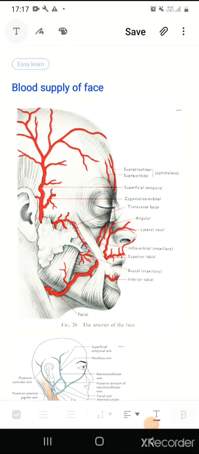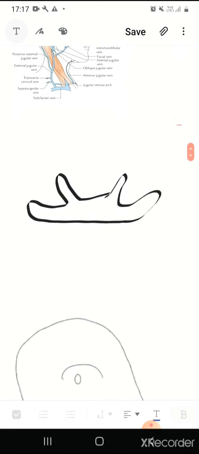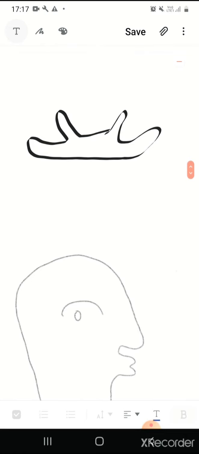So today, as a first video, I have decided to do the blood supply of the face. We will be talking about the arterial supply as well as the venous supply in a very simple and easily understandable manner. Okay, so blood supply of the face. Let's begin. So first we will be dealing with the arterial supply of the face.